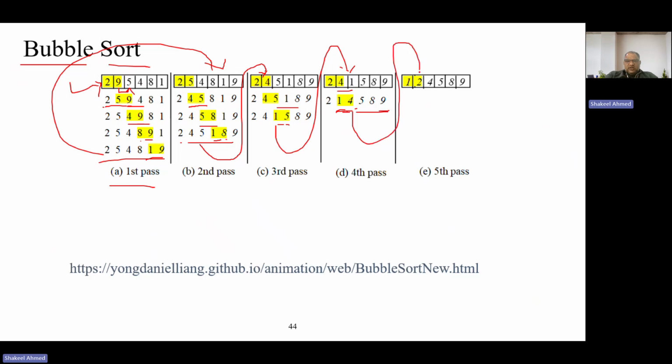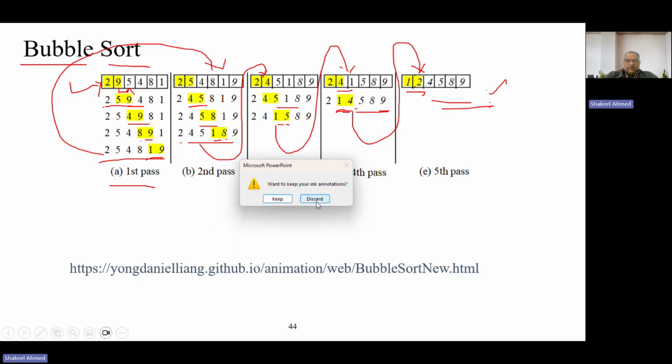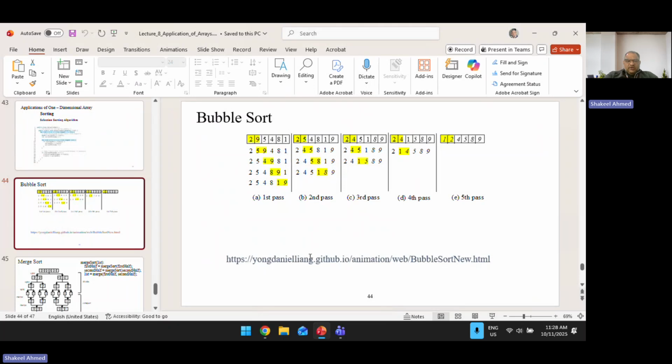Now pass it on to the next: 2, 1, 4, 5, 8, 9. 2 and 1 is not okay, so 1 should be before. So 1 and 2 will come, then 4, 5, 8, and 9. So this goes until the fifth pass. You can watch a video of bubble sort to see how the animation works.